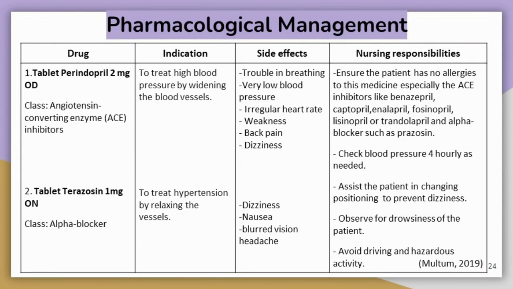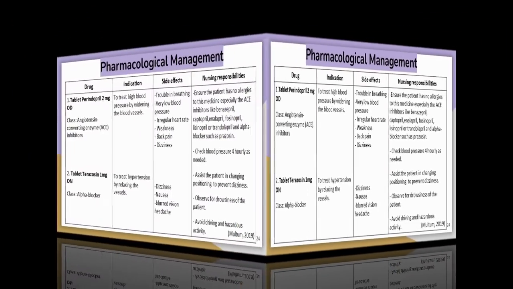Pharmacological management. Patient has been prescribed 8 types of medication. First, tablet perindopril 2 mg OD to treat high blood pressure by widening the blood vessels, and tablet terazosin 1 mg ON also to treat hypertension by relaxing the vessels. For both of these medications, nursing responsibilities are to ensure the patient has no allergy to ACE inhibitors like benazepril and alpha blockers such as prazosin. Also check blood pressure hourly as needed.